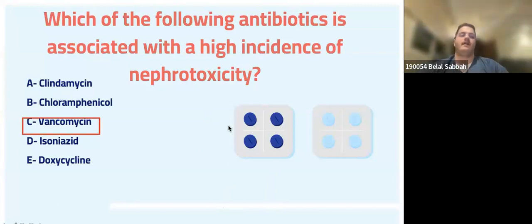All right. So you have isoniazid. It's mostly hepatically excreted. Actually, don't worry about these. What I want you to know here, okay, is that vancomycin is correct. It has a high incidence of nephrotoxicity. Can you guys tell me another antibiotic which has a very high incidence of nephrotoxicity?